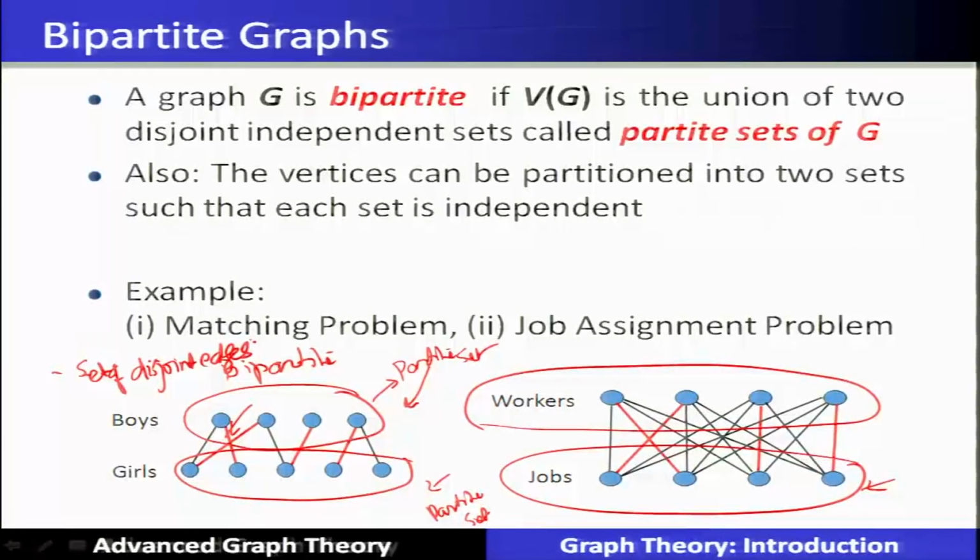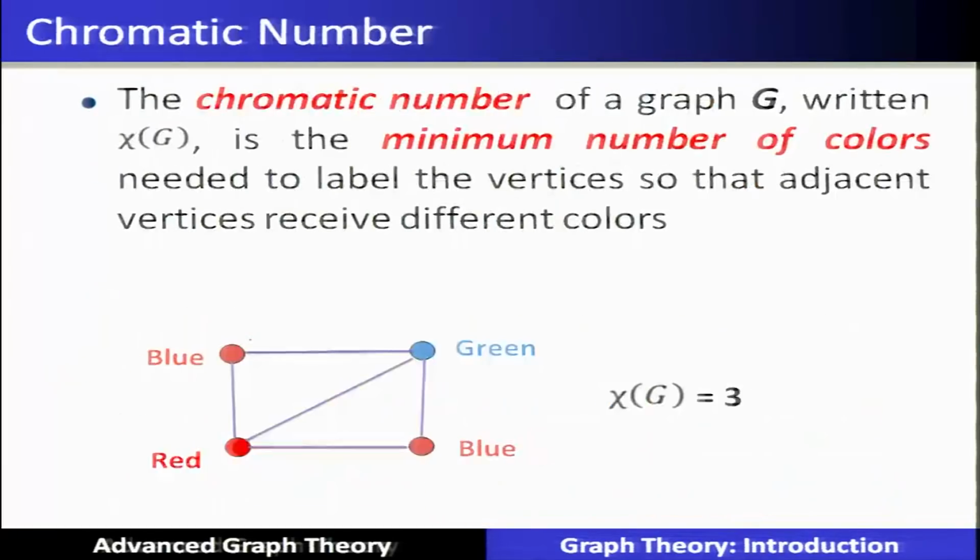Similarly, the job assignment problem is also to find those sets of matches or edges which will assign the workers to the jobs so that it will give the maximum profit to the company. So, that is the job assignment problem. Similarly, the matching problem is to match the boys and girls for a particular purpose or application.